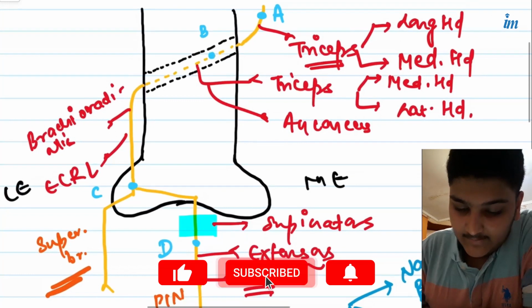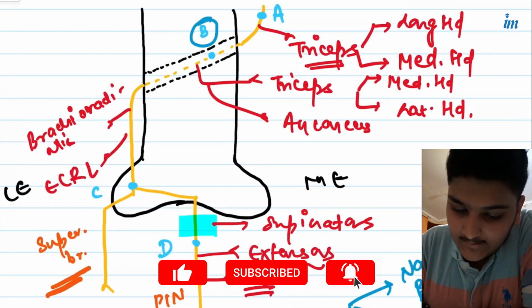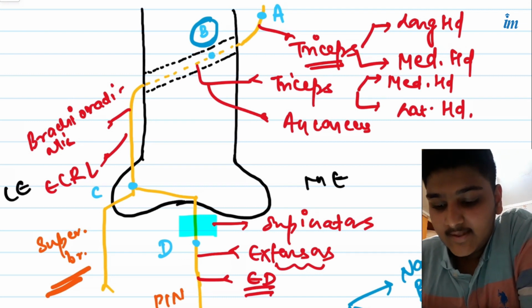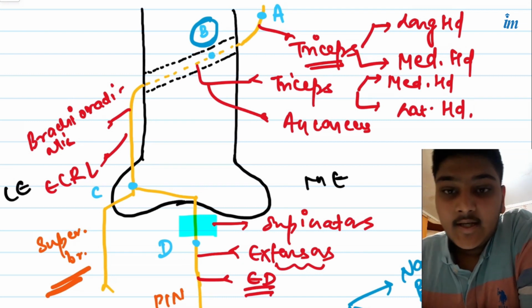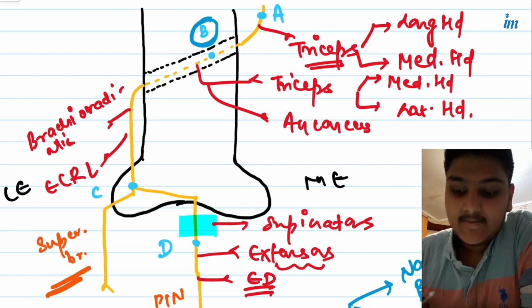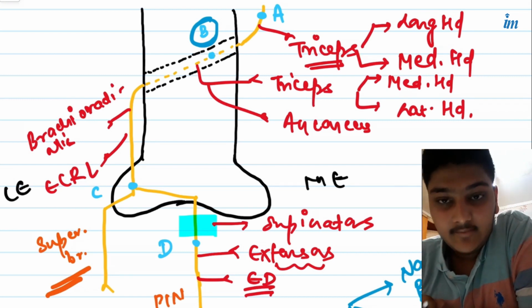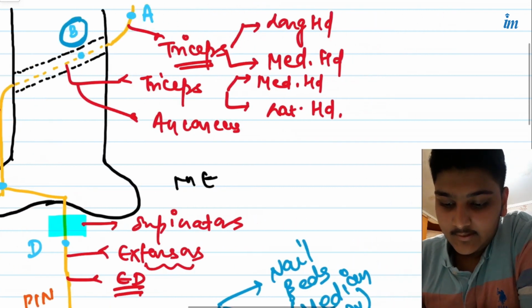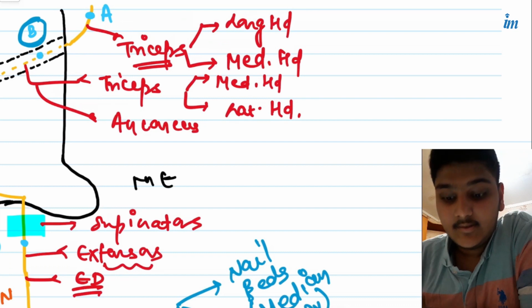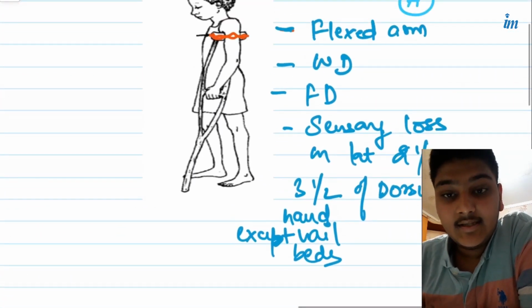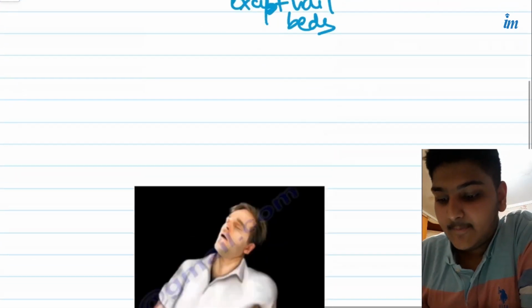Now what happens when there is injury in your spiral groove, that is at the B point? Now here you can see your triceps is partially affected. So you can do the extension, but that will be a weak extension. There will be weakness in extension. Rest all will be the same: sensory loss, finger drop, and wrist drop.